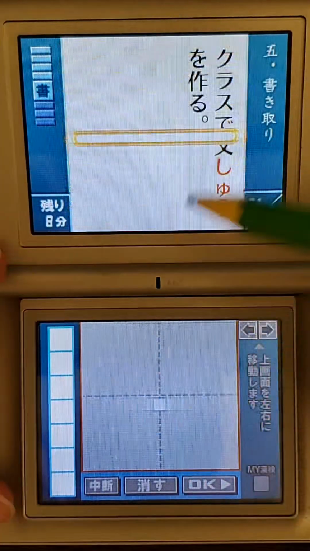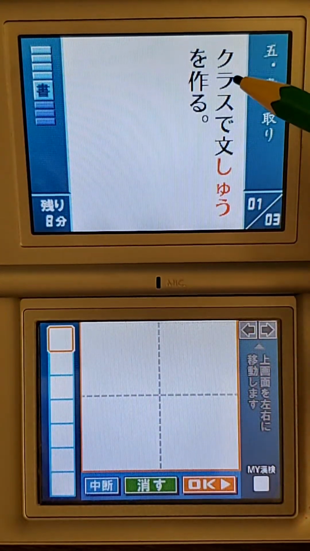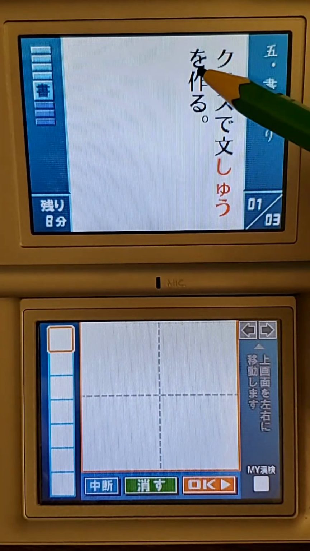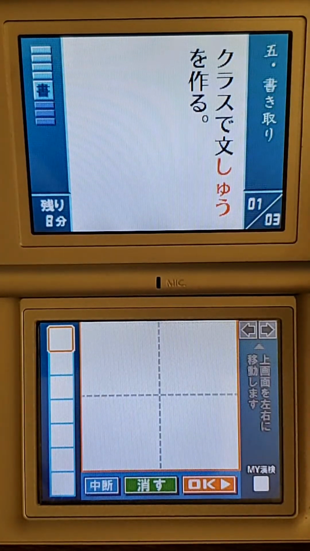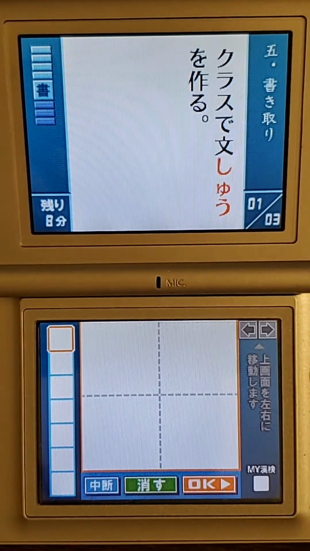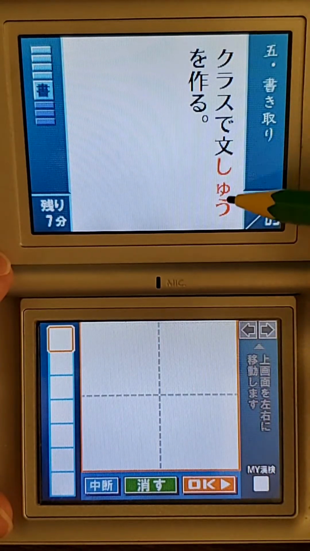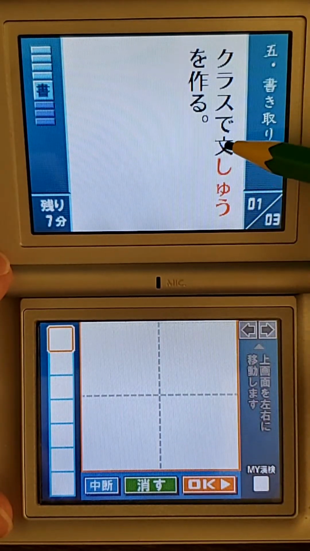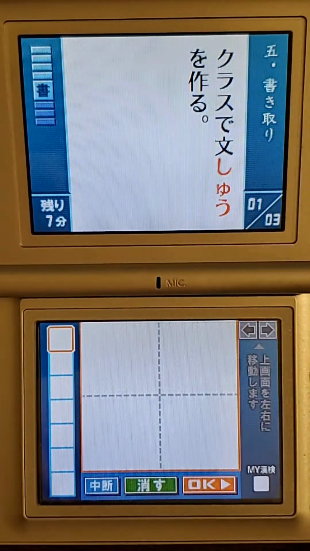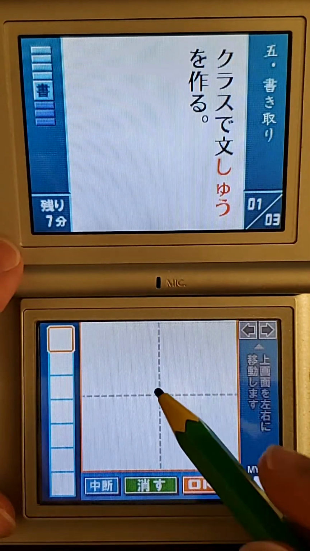Yes, that is correct. Kurasu de bunshou o tsukuru. So we make a, like a writing. How would you call that in English? A writing. We write something as a class. Chigau. Bunshu, not bunshou. Bunshu. Oh, and that's a gathering of writings, I guess. So as a class, we make a book of writings, or a collection of writings.